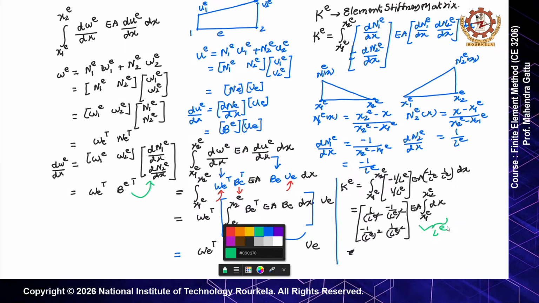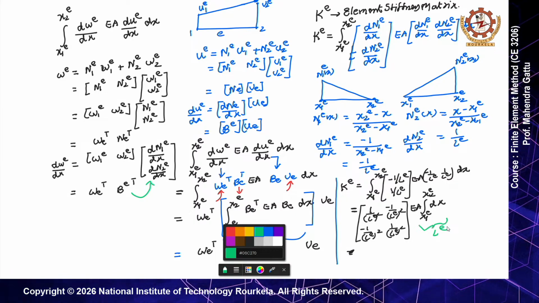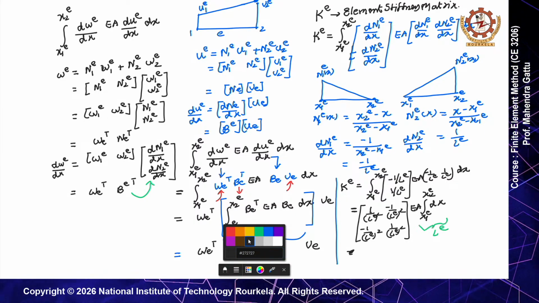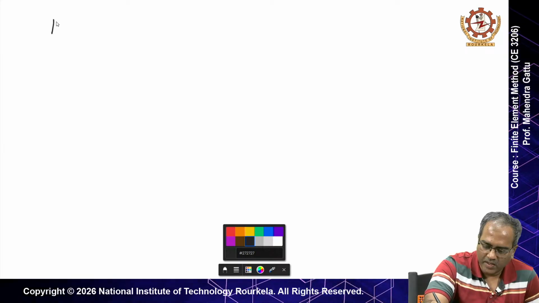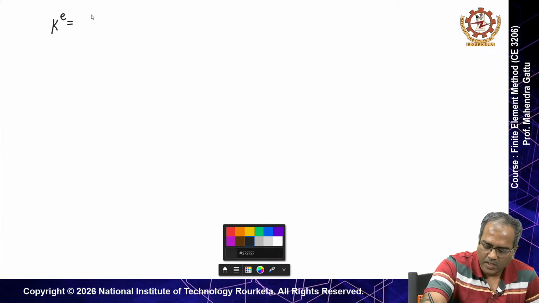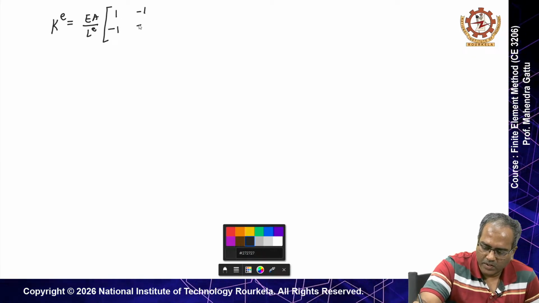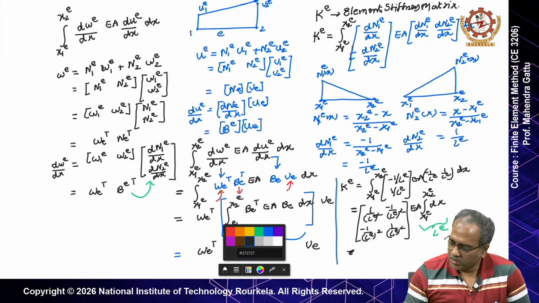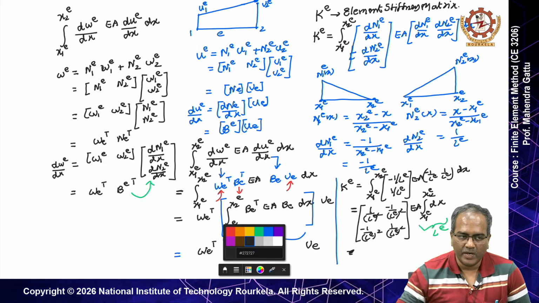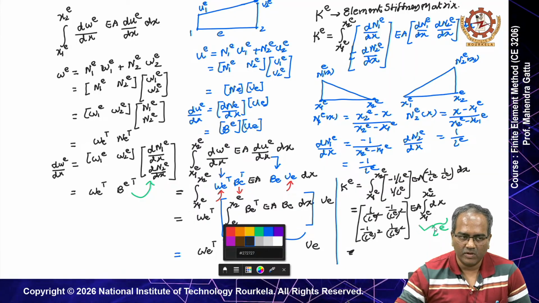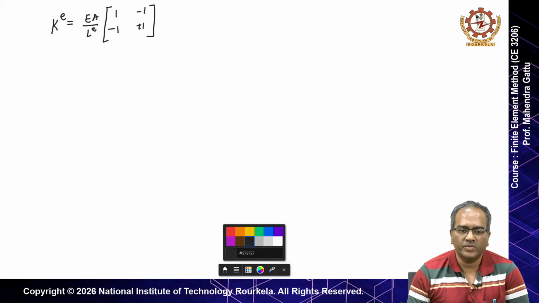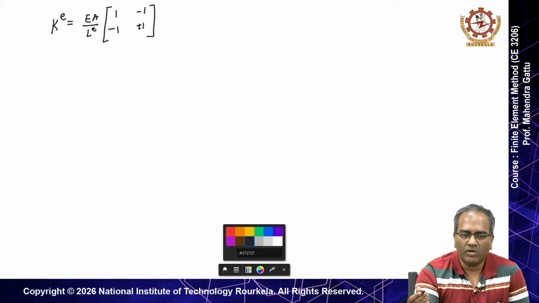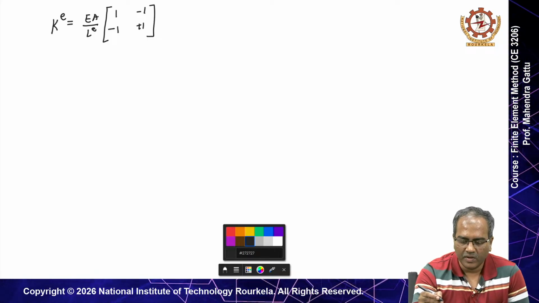I will go to the next slide, and we will write the element stiffness matrix Ke as EA by Le, and we have 1, minus 1, minus 1, plus 1. Okay. So, we have taken 1 by Le square common, and then Le times 1 by Le square will be 1 by Le. So, we get our element stiffness matrix. This was the same matrix which we obtained directly.